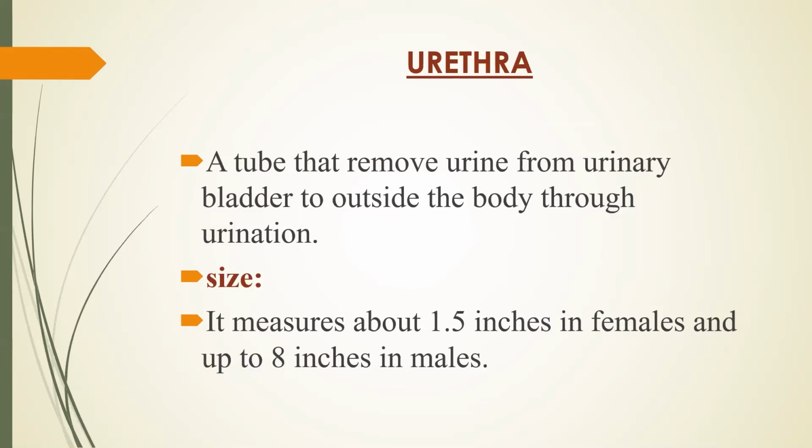In females it is about 1.5 inches. It means females have a shorter urethra than males, and in males it is about 8 inches, that is about 20 centimeters. The urethra is also connected to the ducts that are responsible for ejaculation of the sperms in males. So this is the function of the urethra, that it removes the urine from the bladder to the outside of the body.